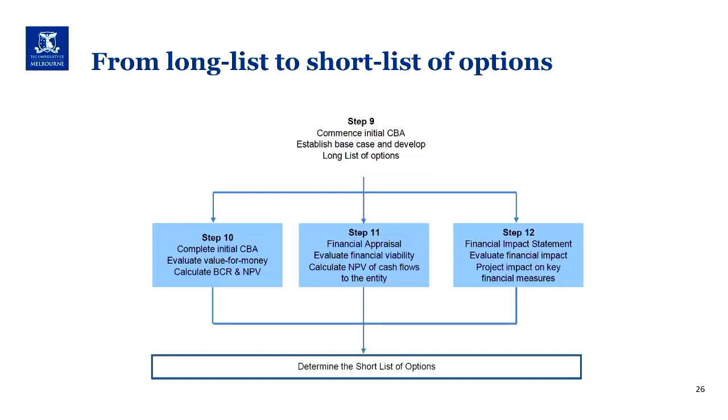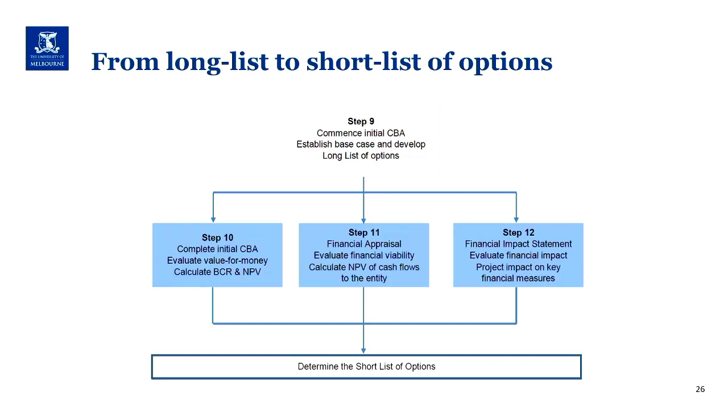The same, you have the long list and you want to come to a short list. For doing that, you have steps 10, 11, and 12. So you have to complete an initial cost-benefit analysis, evaluate value for money, then calculate the benefit-cost ratio and the net present value. We are going to talk about these later, but you have to do that. Then you have to conduct a financial appraisal, evaluate the financial viability, calculate the net present value again for the cash flows to the entity, and then a financial impact assessment. Evaluate the financial impact, project impact on key financial measures.